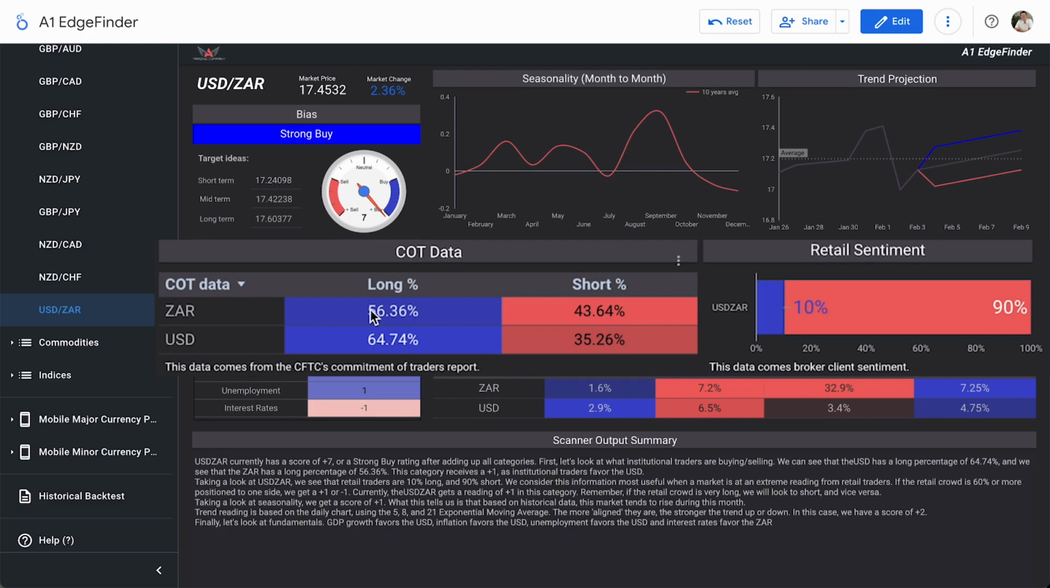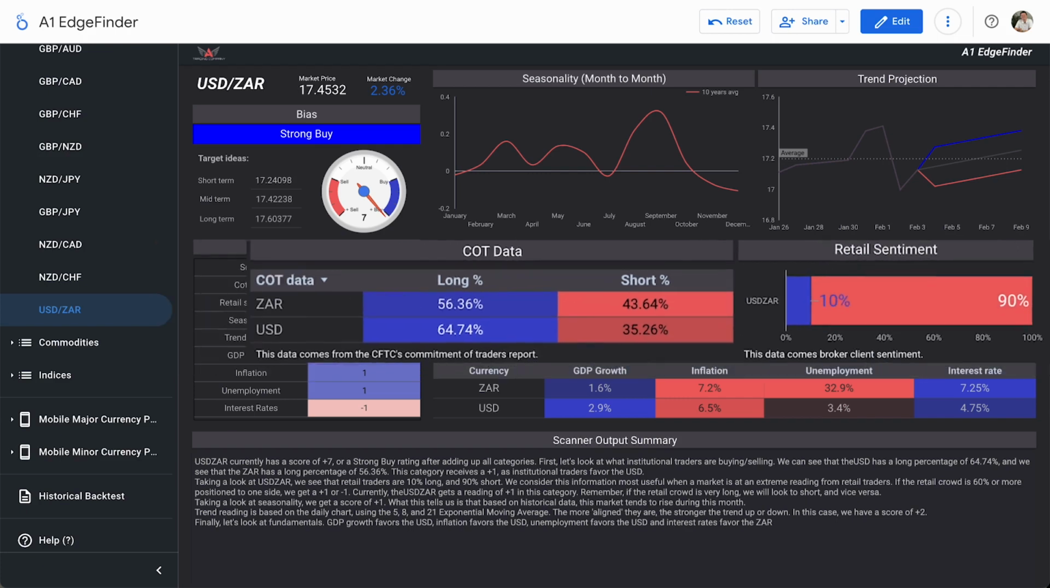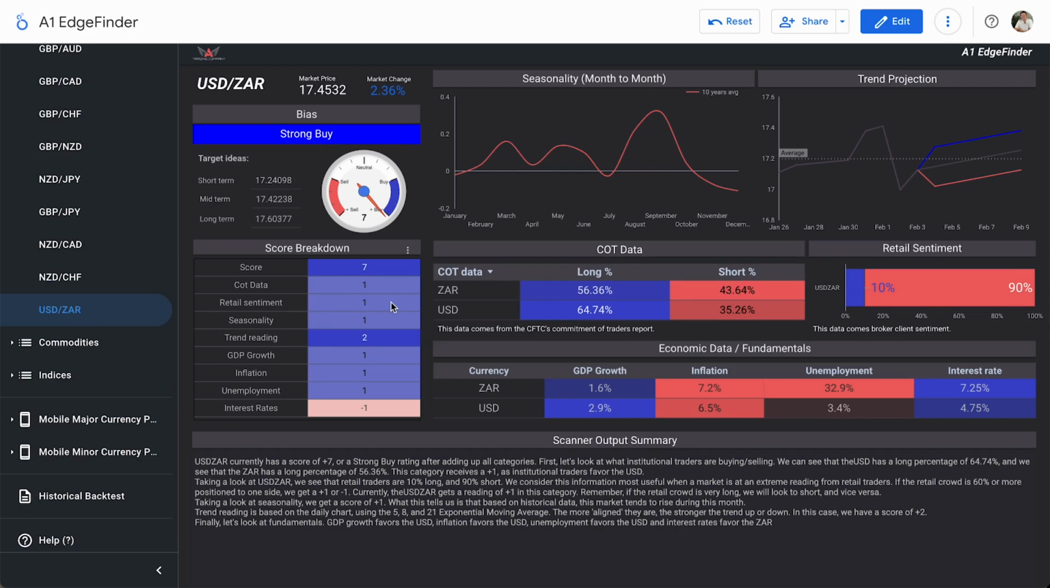In fact, if this was over 60% favored long from institutional traders, this score would be 0 because they would both be favored long. However, if this was over 60% favored short here, this would be a +2 score because institutional traders agree, go long on the dollar, go short on the rand. So that is how we score that. Retail sentiment, on the other hand, 90% short, 10% long here. That's giving us a score of +1 there, because typically when retail goes short, we go long and vice versa.